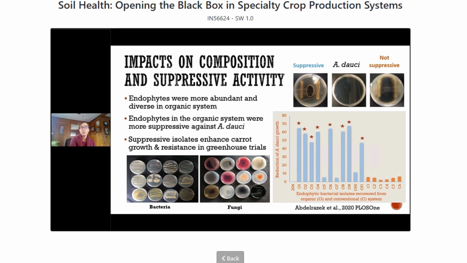And as you see in the figure, the blue bars are ones she found from the organic system. The orange are from the conventional system. And so there were a lot more in the organic system that had this suppressive activity against the pathogen. So then she took those and did some greenhouse studies and actually inoculated carrot plants with the pathogen and confirmed that, yes, these microbes could help the plant to survive this pathogen.